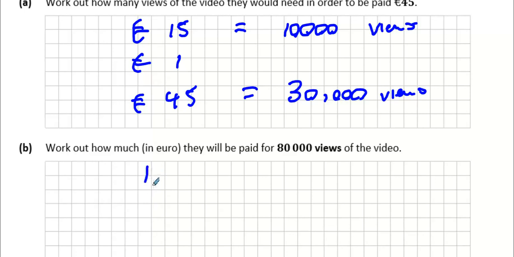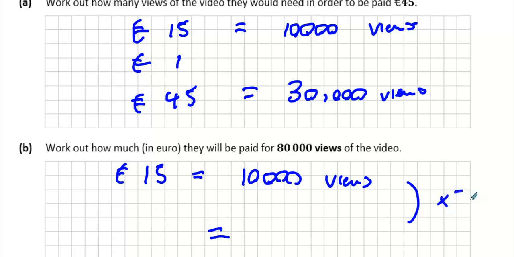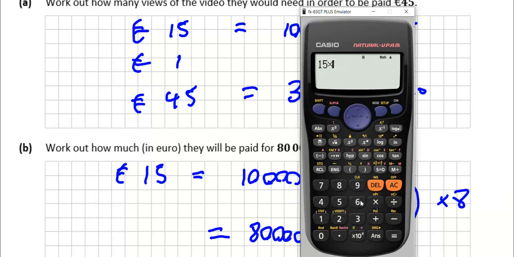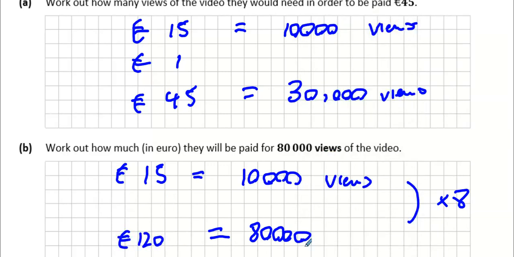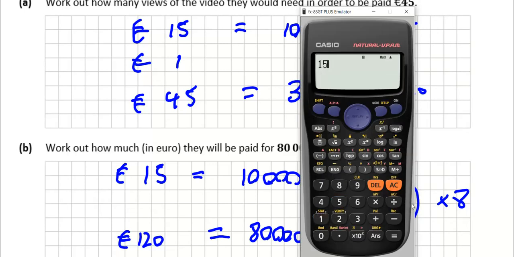Okay, well this time we're going to do it differently. We're going to do €15 is 10,000 views, and 80,000 views is 8 times bigger than 10,000 views. So we just multiply by 8. So 15 multiplied by 8, and you get €120 for that. Another way of doing it would be to divide 15 by 10,000 to find out how much one view is.